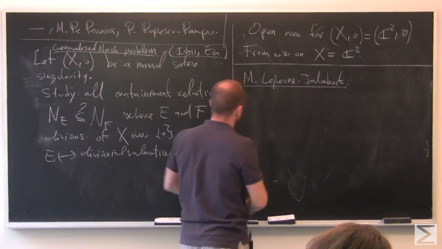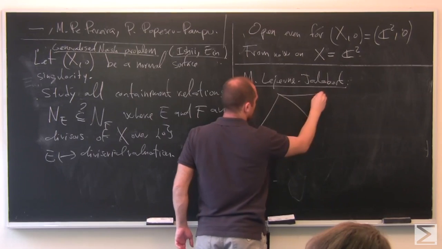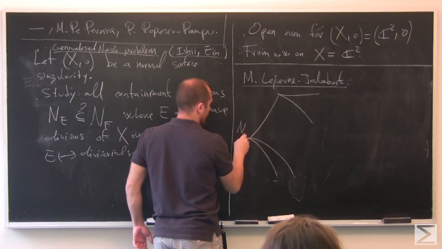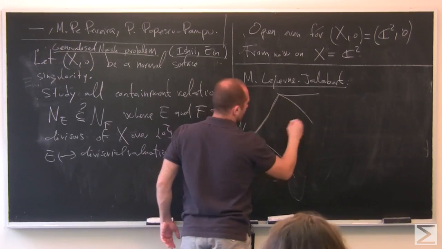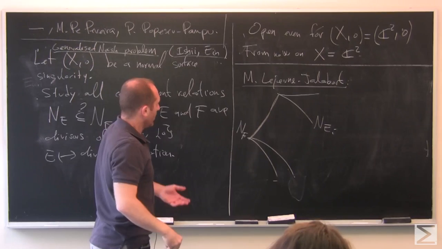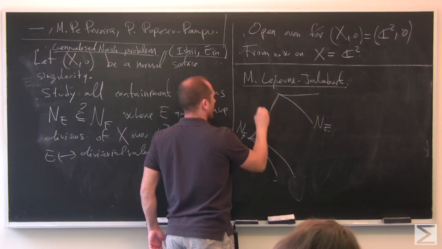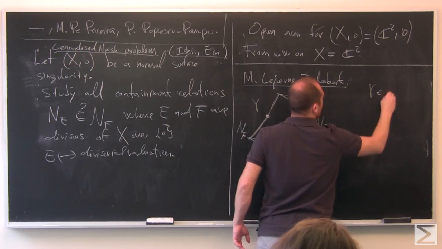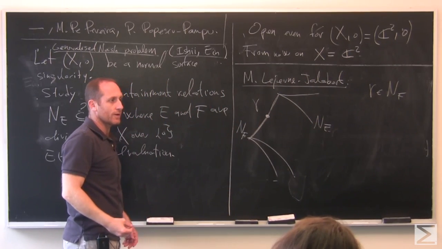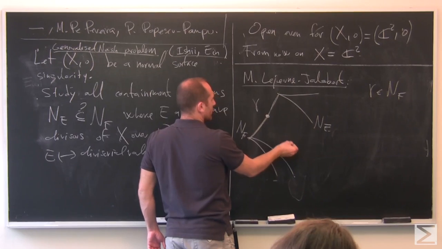So she said the following: let's suppose that the curve selection lemma is true for arc spaces. Okay, so I make a picture. Suppose that this is the arc space, and suppose that this line represents N_F, and suppose that this line represents N_E, okay? And suppose that N_F is contained in N_E. So then you pick up an arc gamma belonging to N_F. And you know that in analytic geometry and in algebraic geometry, you have a curve selection lemma. So then, I apply the curve selection lemma, and there exists a path.